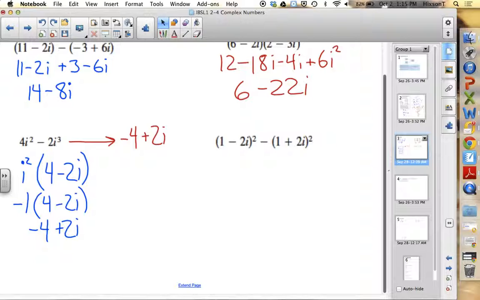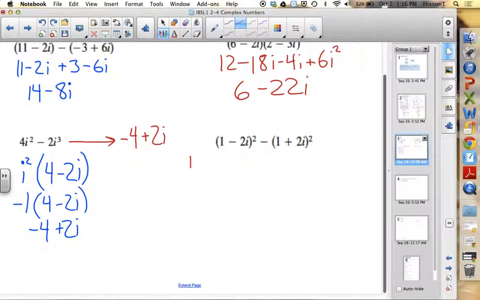1 minus 2i plus 1 plus 2i multiplied by 1 minus 2i minus 1 minus 2i. What would you typically do if you saw this? What would your first inclination be? You FOIL and then you subtract. FOIL, FOIL, subtract, right? Let's do it that way first, and then we'll let Maxime say what he was thinking again. So when you FOIL this, what do you get?